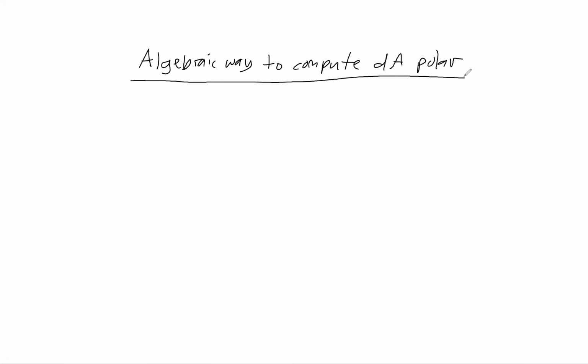Hey, so I'm going to show you an algebraic way to compute the area element in polar coordinates. Because the book talked about doing these polar rectangles, and through kind of a hand wavy argument, the book ends up getting that dA equals r dr d theta.